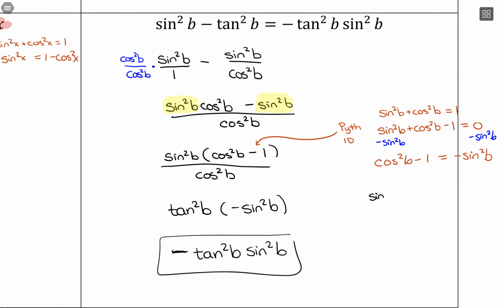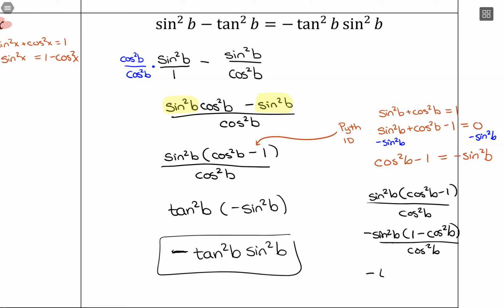Alternatively, another way you could go about this is when you're at this cosine squared b minus 1 over cosine squared, you could factor out a negative 1 there, making it negative sine squared b times 1 minus cosine squared. So it'd make the negative 1 positive and the positive cosine negative. And then you would just have your direct substitution of sine. That would work as well. That's where there could be more than one route with these.